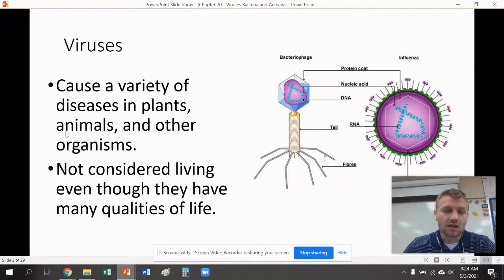Viruses, there are a lot of different types, but you can see here bacteriophages. These are viruses that attack bacteria. And then this is like a virus that attacks humans. You can see this is the influenza virus. They're not really considered living. However, Hank Green made a TikTok recently where he made the claim that he thinks they are living, and there is debate on whether they're living or not.